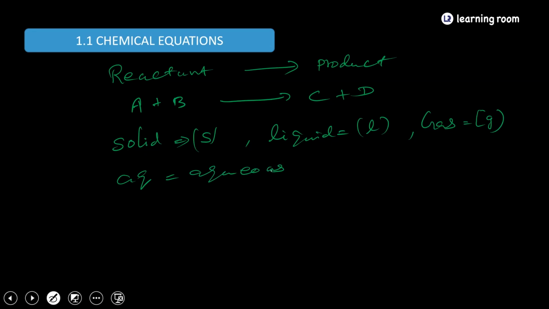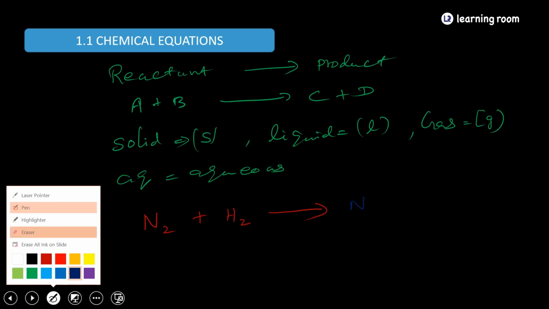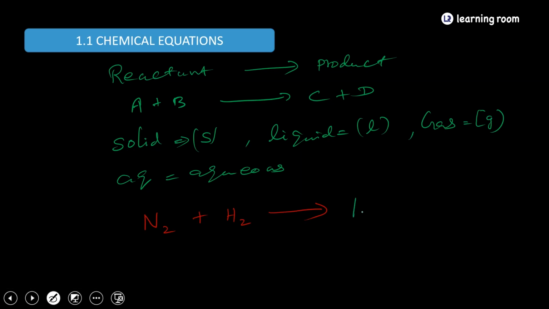For example, when nitrogen combined with hydrogen, it gives NH3. I think that color is not visible. So what is nitrogen? Nitrogen is one of the reactants. It gets reacted with the hydrogen.